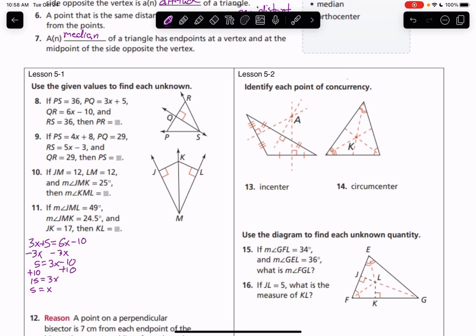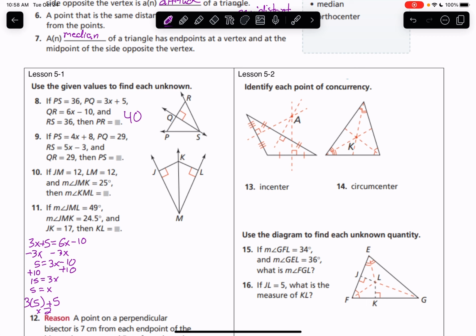But we don't want to know x, we want to know PR. So we can take one of those, PQ or QR, like 3x plus 5. Say that is 3 times 5 plus 5. That is 20, right? 15 plus 5 is 20. And then we have to double that. And when we double that, we get 40. So PR should be 40.